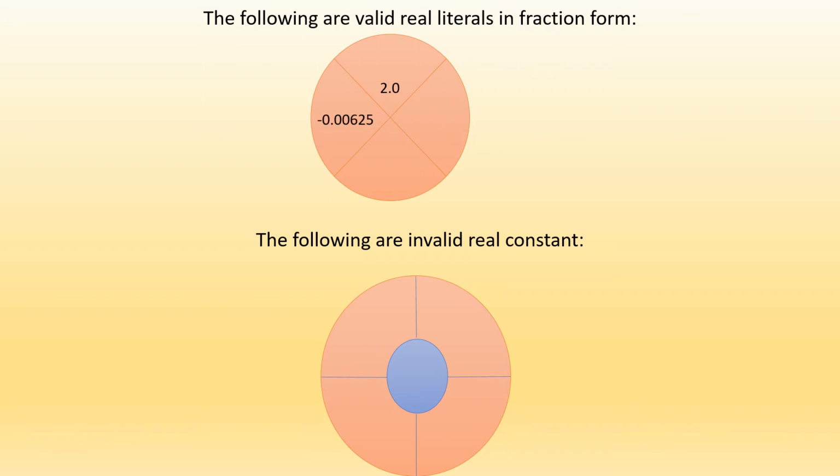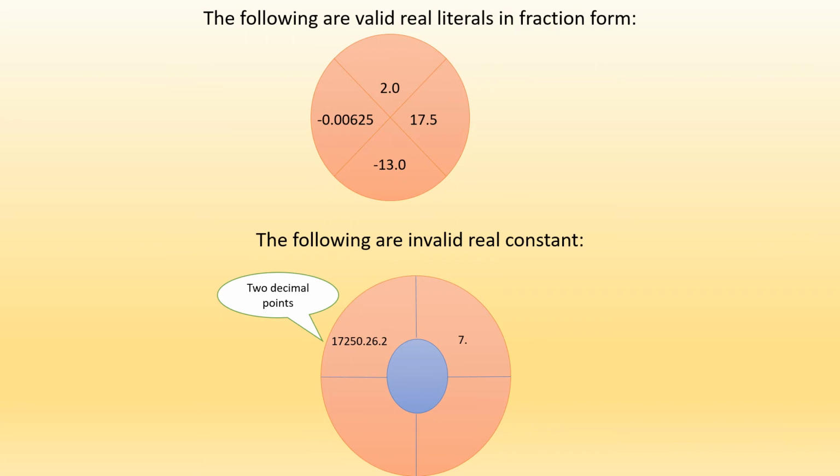Next is minus 0.00625. Again, this is a valid real literal. 17.5 is also valid, and minus 13.0 is also a valid literal. Now let's see some of the invalid real literals, and the reasons for their invalidity. First one is 17250.26.2. Can you guess why this is invalid? This is invalid because two decimal points are used.